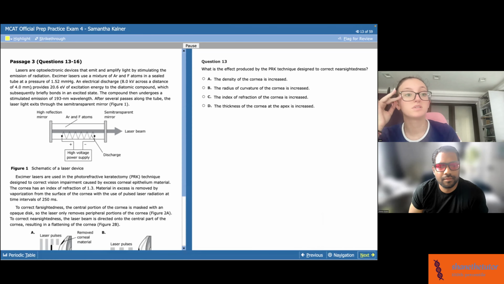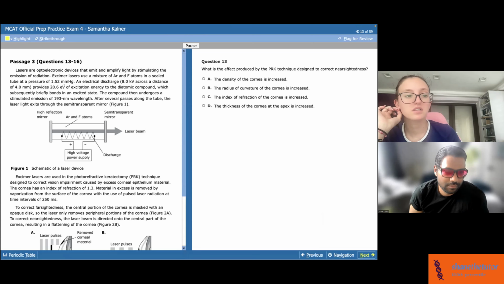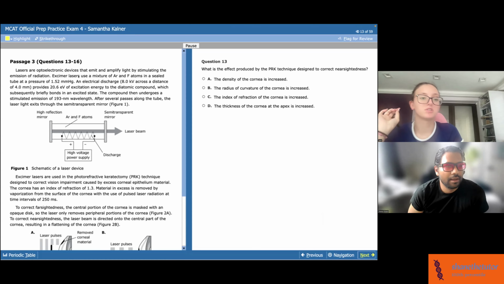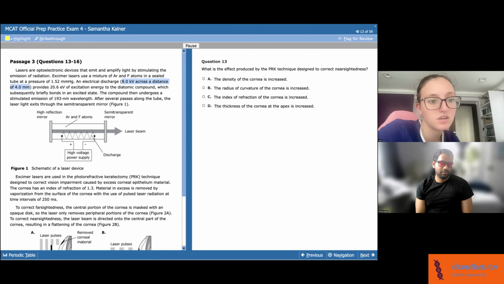So now they're giving us the specific laser. It uses this at a pressure of this, in a sealed tube, in order to emit and amplify light by stimulating the emission of radiation, right? That's actually what it stands for. I'm just trying to think it through. An electrical discharge, which they give us the information about here, provides the excitation energy to the diatomic compound, which bonds in an excited state.